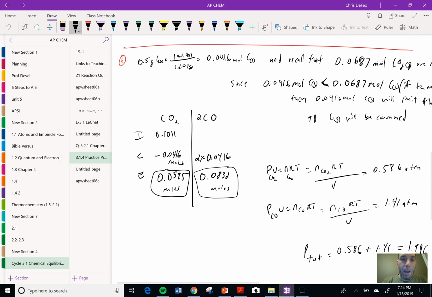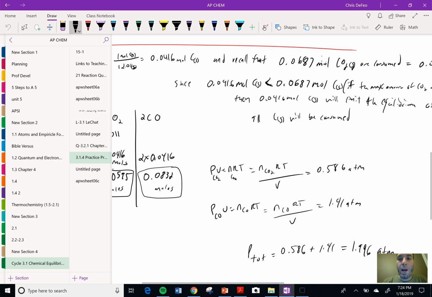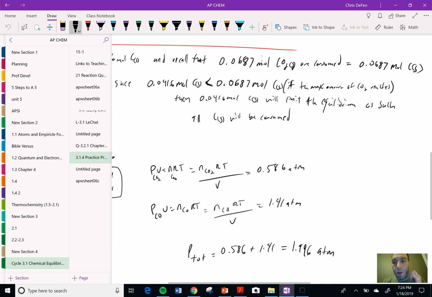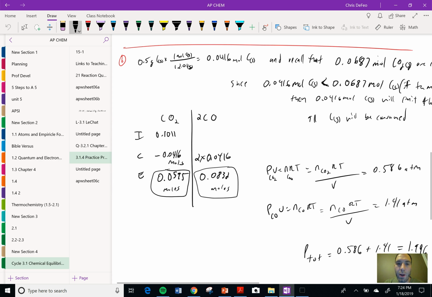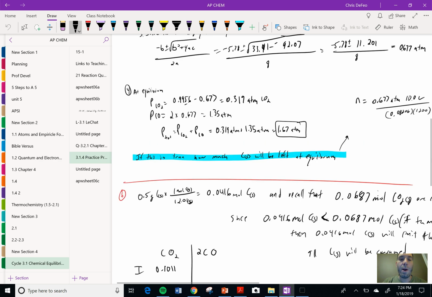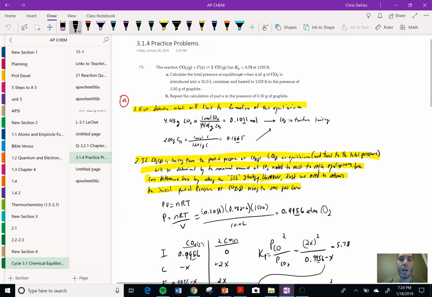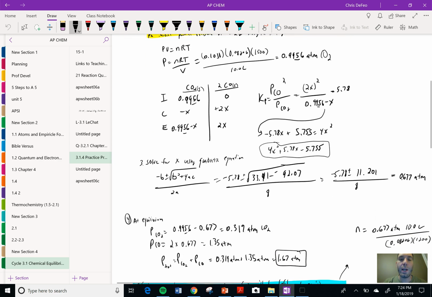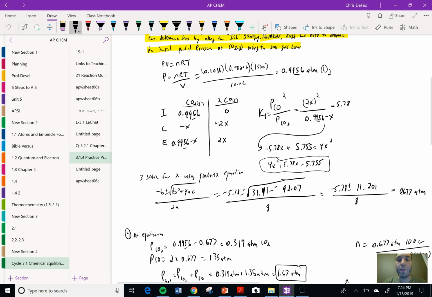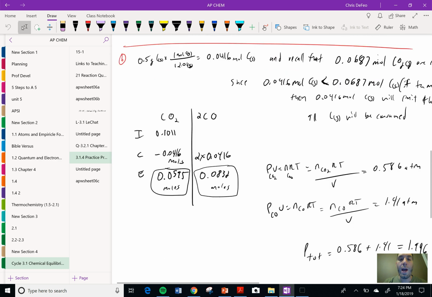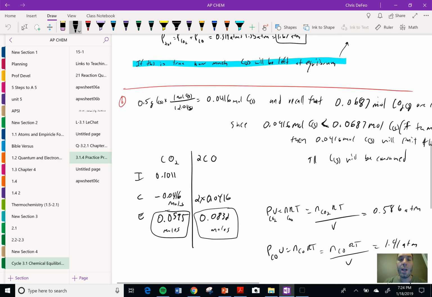But as it turns out, you can see that half a gram of carbon ends up being very much fewer moles of carbon than the moles of carbon dioxide that were reacted at equilibrium. Because it was less, we know that the carbon is limiting, and that even though we still have the same initial amount of carbon dioxide, recall that initially we had 0.1011 moles of carbon dioxide. Here we had to convert things to pressures because we didn't know how much carbon was used. But now we know that we have an excess of carbon dioxide, and so we are going to actually be able to consume all of it.